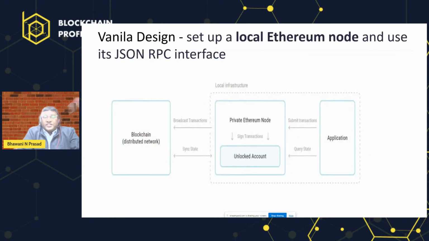Another is the vanilla design. Vanilla design is simple: you set up a local Ethereum node and use the JSON RPC interface for your application to do all kinds of transactions. Here we have the blockchain, which is broadcasting, and the application, which submits transactions. You can query state with a private Ethereum node, you can sign transactions, you can unlock accounts. So all these are local infrastructure which communicates with the main distributed network.